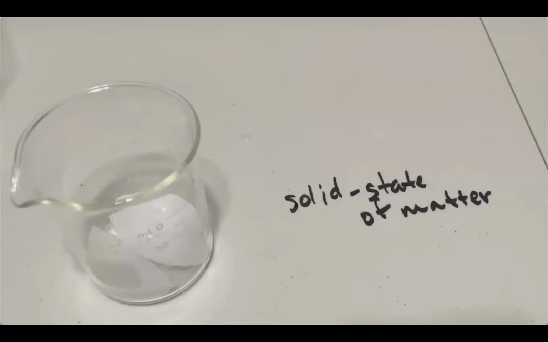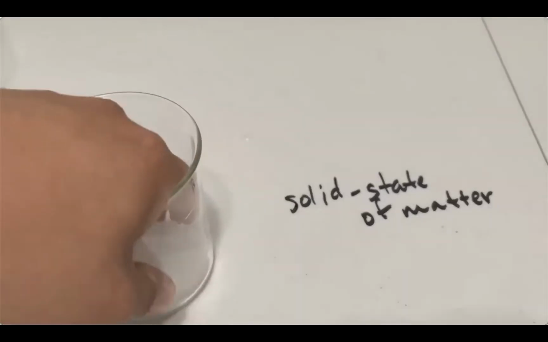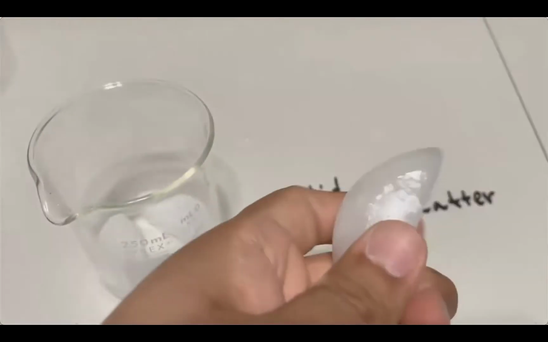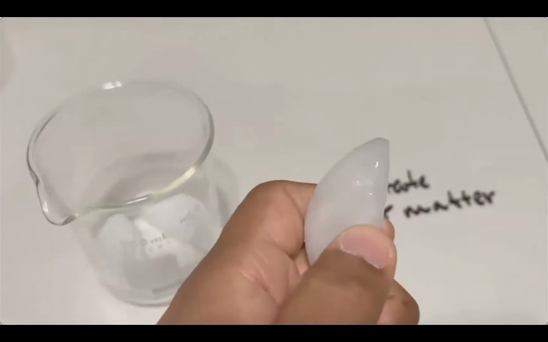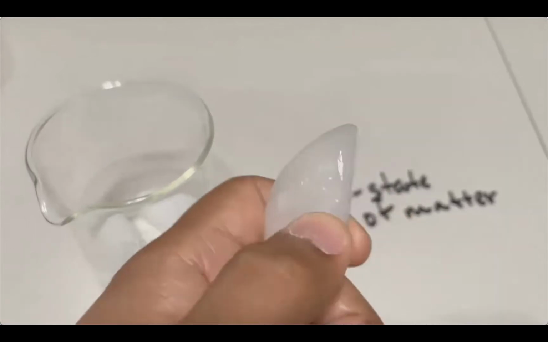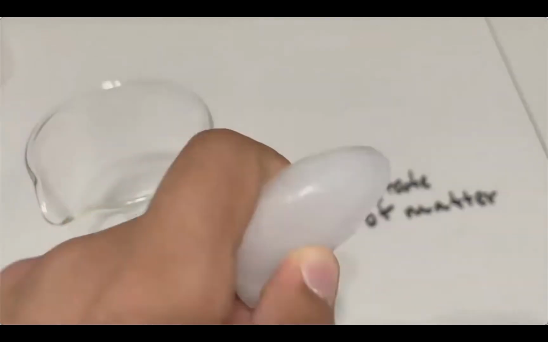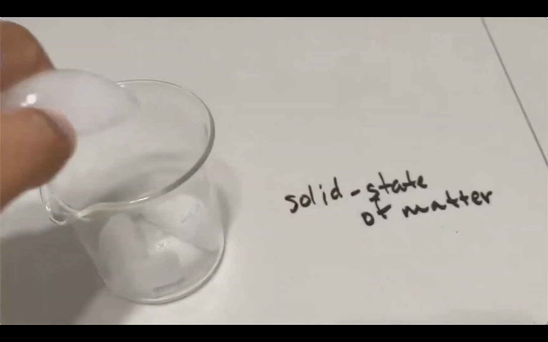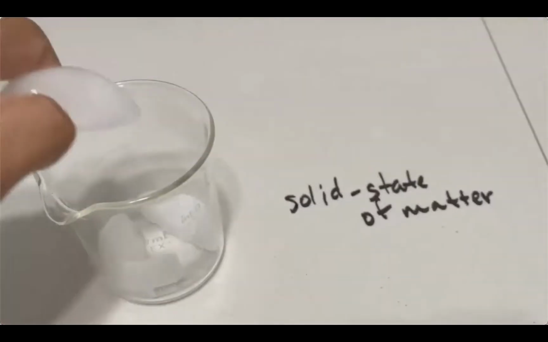Now, there's a couple of things that I want you guys to know about solids. Now, solids have a fixed shape and volume. Okay, so these ice cubes are in this shape, and even though you can see some of the ice cube already melting, if this was in the freezer, it would retain this shape. Okay, so, and this volume as well.